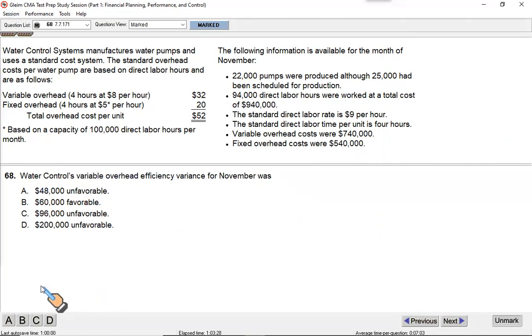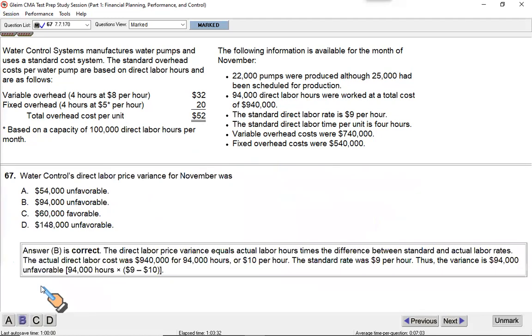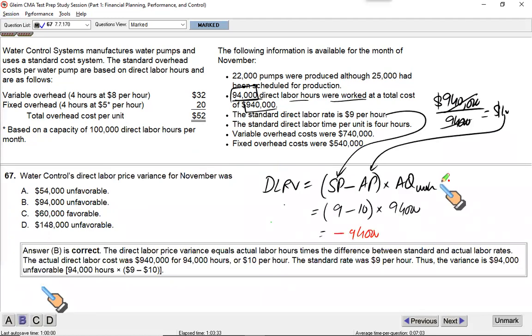Now let's do the same question. Say you are required to calculate the labor efficiency variance. We know the labor efficiency variance is how many hours they should have worked minus how many hours they actually worked, multiplied by the standard rate we pay them, and the standard rate is $9. We just saw that.